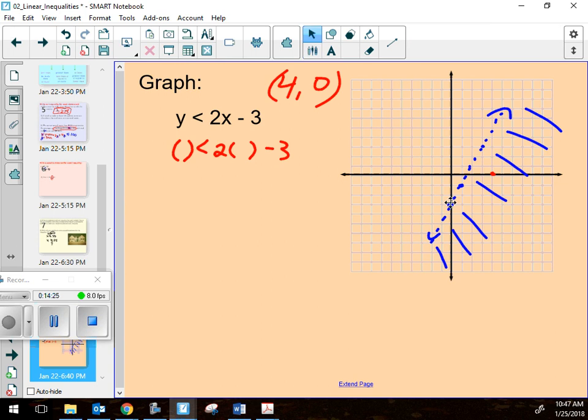All right, so I'm going to drop in my x is 4 and my y is 0. And is this really true? Is 0 less than 8 minus 3, which is 5? Is 0 less than 5? Yeah, so it works. So I should be shading over there.